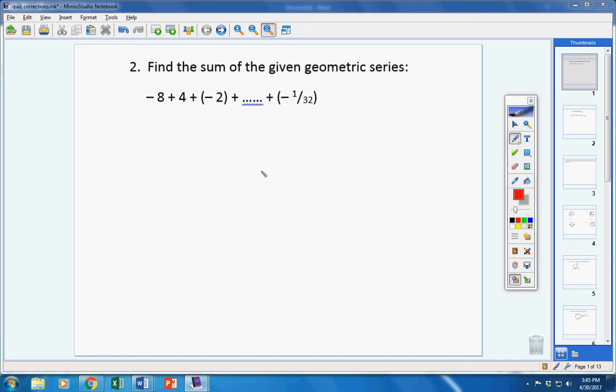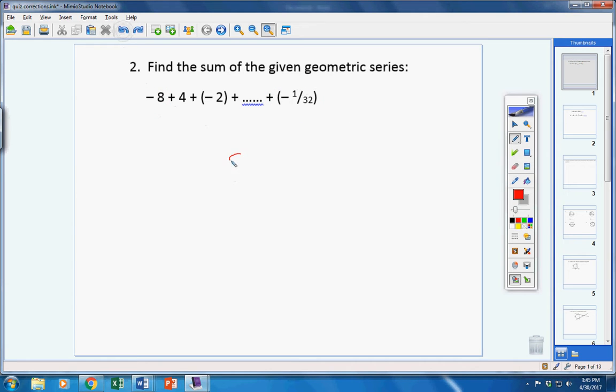Let's jump right into this. Let's start with number 2 here. No one missed number 1, so we'll jump right to number 2. Find the sum of the given geometric series. Now, it is a finite series because I have a starting number and I have an ending number.